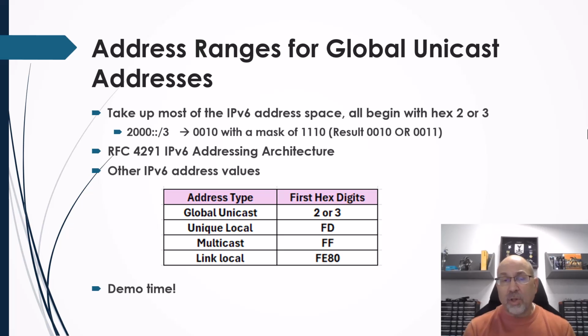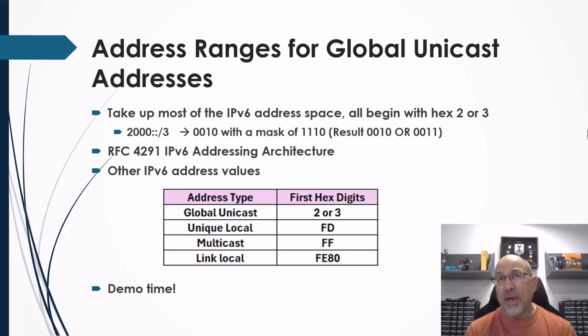Now, the global unicast addresses take up the lion's share of the IPv6 address space. There are a couple of other allocations here you can see in the table. But the global unicast addresses all begin with 2000::/3. Now remember, the 3 is just how many bits are in the mask. So there would be 3 bits in this mask. And so it would be 001 in the first bits of the first hex character, which also means that this result could be either a 2 or a 3 in that first hexadecimal character.